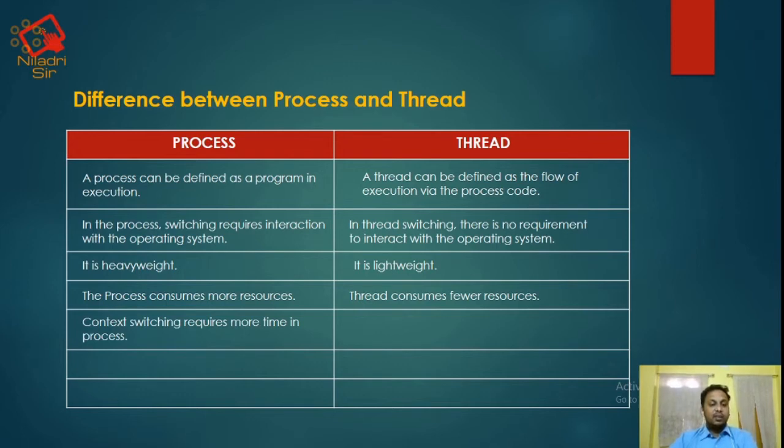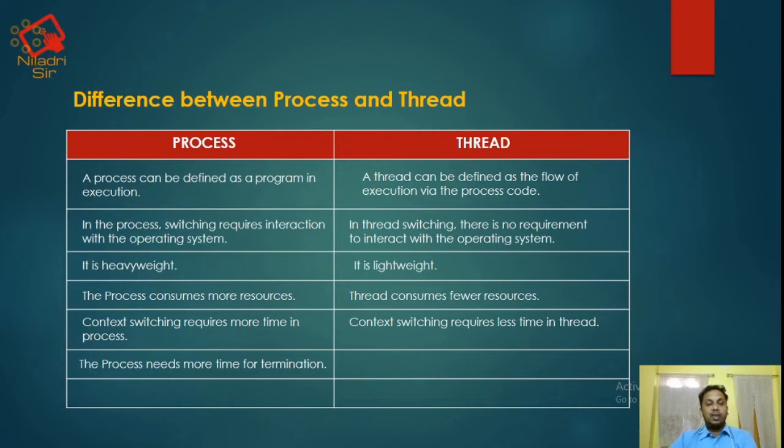Context switching requires more time in a process. Context switching is possible in case of a process and it requires more space, but in a thread, context switching requires less time. The process needs more time for termination.